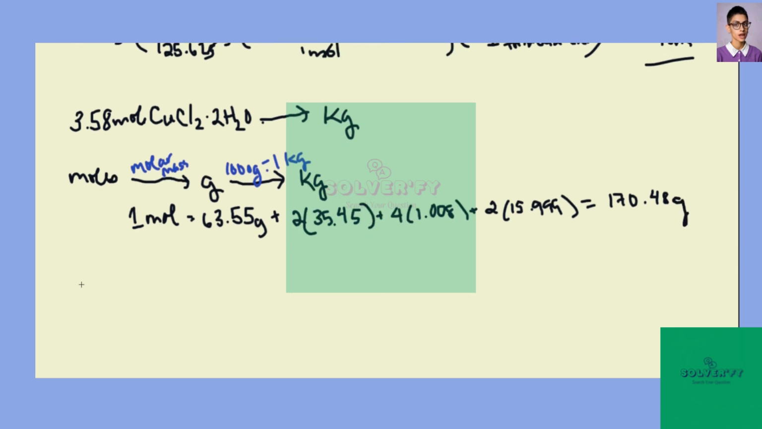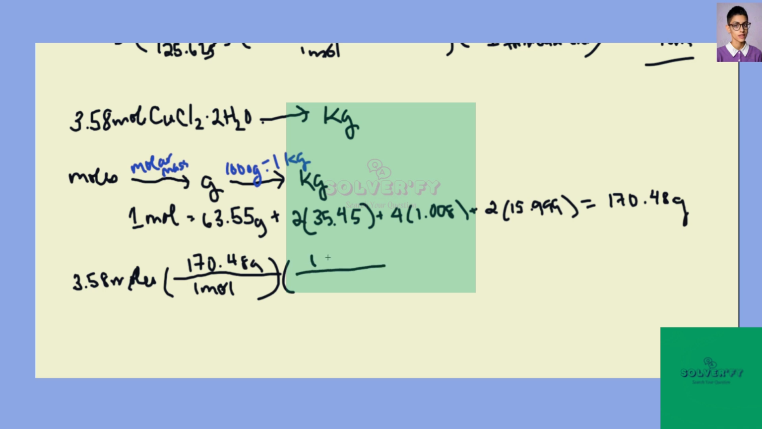So we start off with our initial moles. To change to grams, we know that 1 mole is 170.48 grams. And once we have grams, we can change to kilograms, because 1 kilogram is 1,000 grams. So multiplying 3.58 times 170.48 divided by 1,000 is equal to 0.610 kilograms.